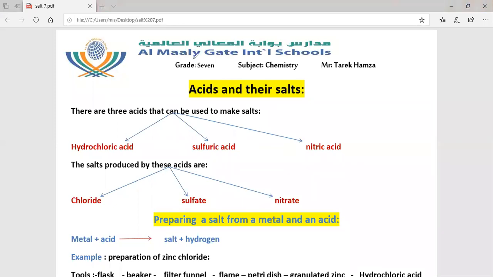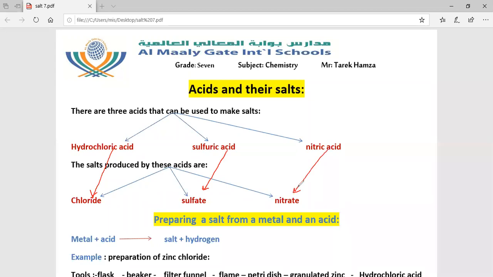Again, the salt produced from hydrochloric acid is called chloride. The salt produced from sulfuric acid is called sulfate. The salt produced from nitric acid is called nitrate. Understand now?